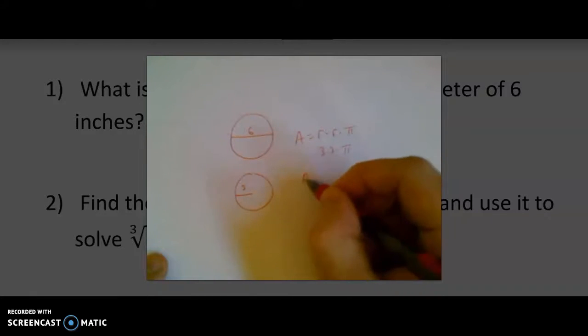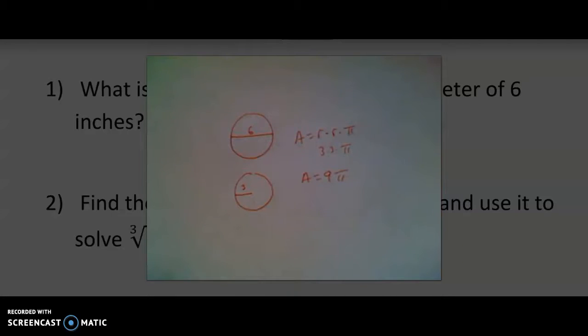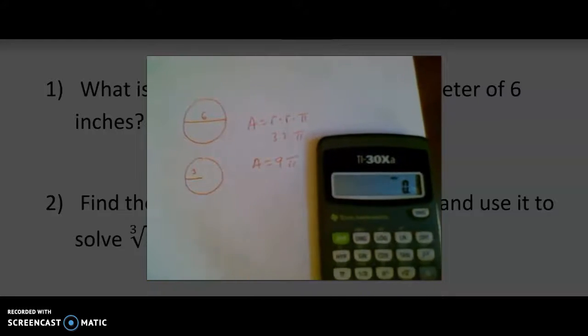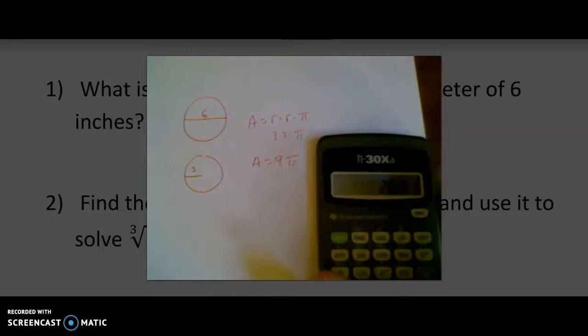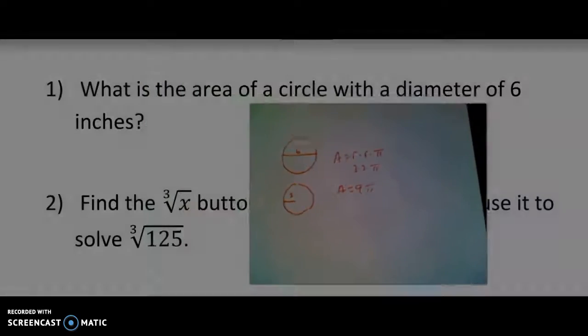3 times 3 is 9, so you could write it as 9 pi. And the reason they use pi a lot is because pi is irrational. You can estimate the answer though by using 3.14. So 9 times 3.14 is about 28.26, and it would be inches squared because it is area.